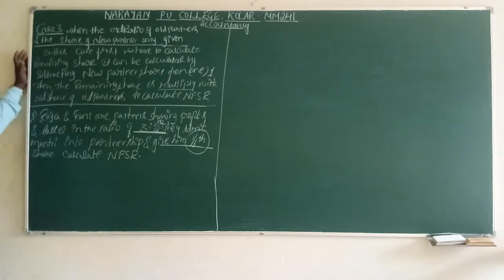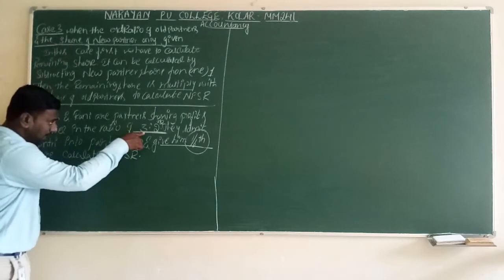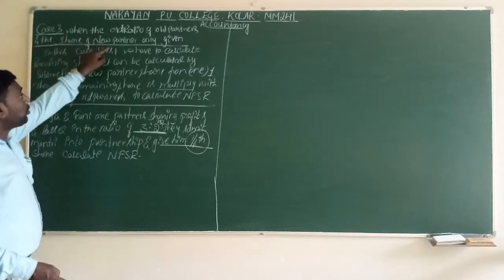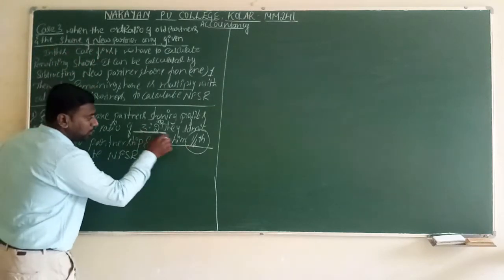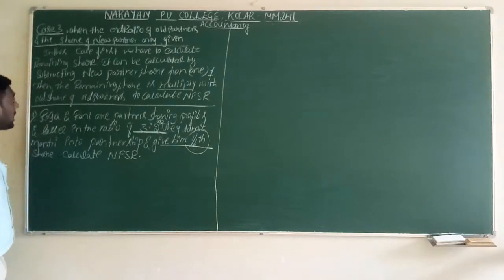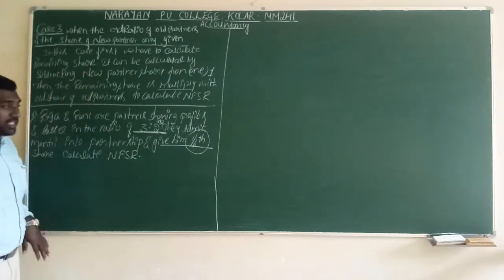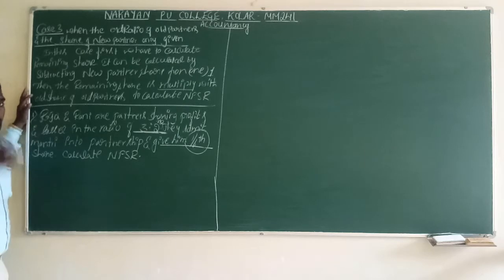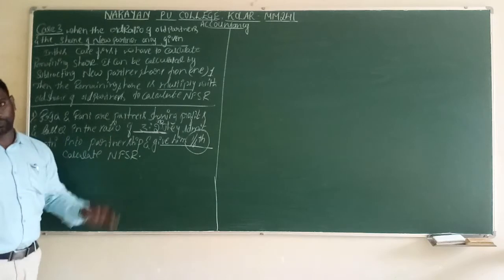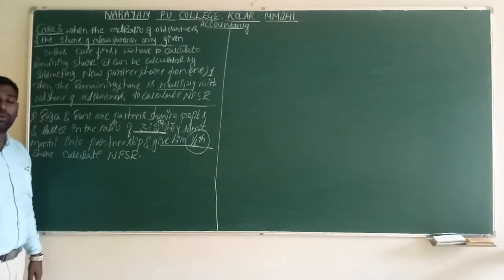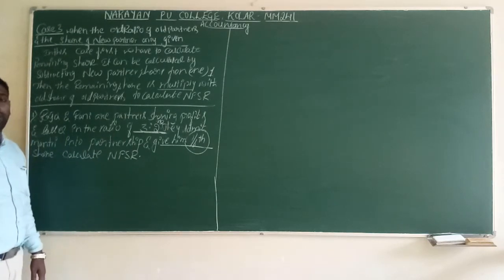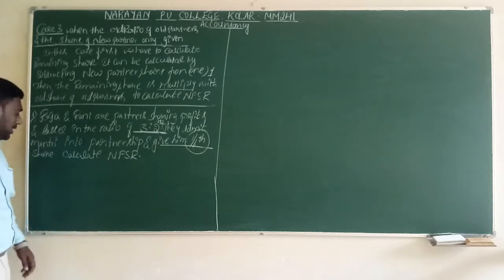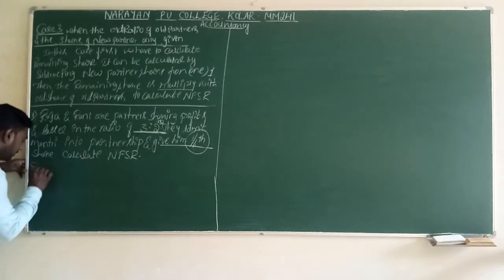So here, when the old ratio of old partners is given and the share of new partner only is given, only 2 values will be available in the question. During that time, we have to calculate the new profit sharing ratio. In this case, step number 1, we have to calculate the remaining share. Step number 2, with the help of the remaining share, we have to calculate the new profit sharing ratio. Let's come to the solution.